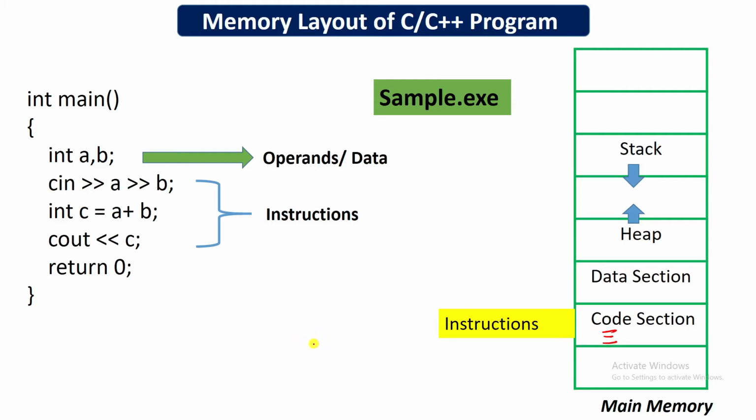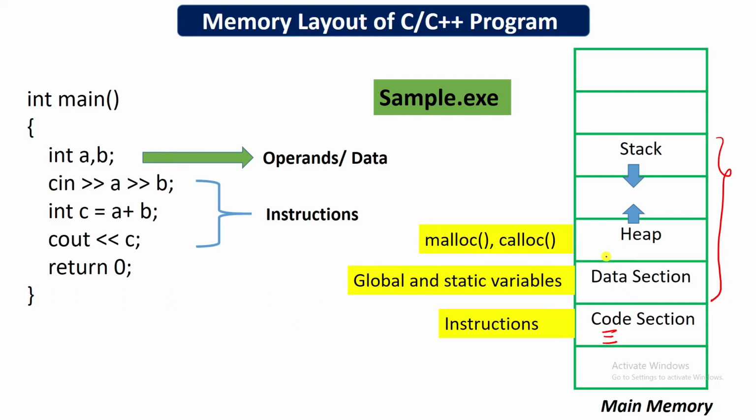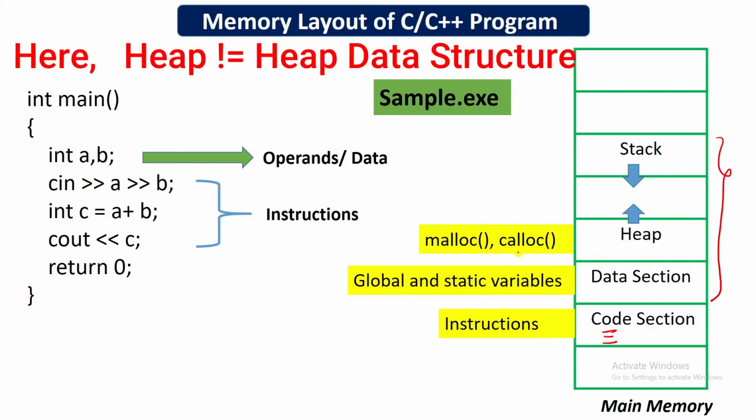Now, an instruction actually works on the operand, as I told you. So the operands will be stored in these 3 parts. Depending on the nature of the operand, they can be stored inside the data section, heap section, or the stack section. In the data section, the global and the static variables present inside your program are stored. In the heap section, the memory which is taken at dynamic time is taken from the heap. So basically, malloc and calloc functions help us to take the memory from the heap at dynamic time, or you can say at the runtime.